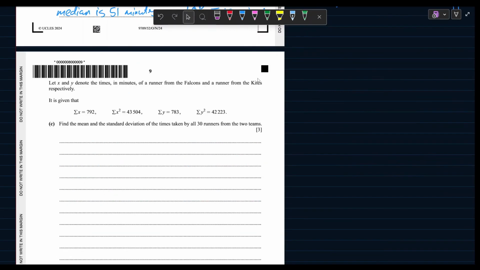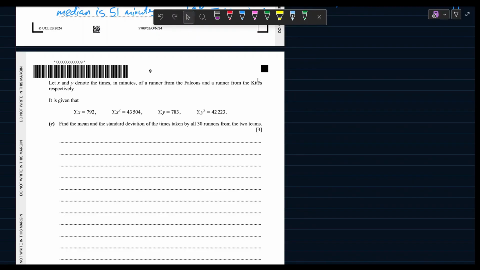Let X and Y denote the times in minutes of a runner from the Falcons and a runner from the Kites, respectively. It is given that the summation of X is equal to 792. The summation of X squared is 43,504. The summation of Y is 783. The summation of Y squared is 42,223. Part C, find the mean and standard deviation of the times taken by all 30 runners from the two teams.